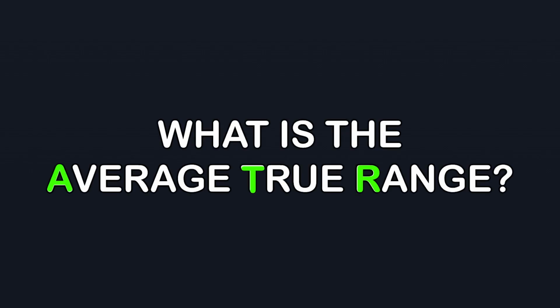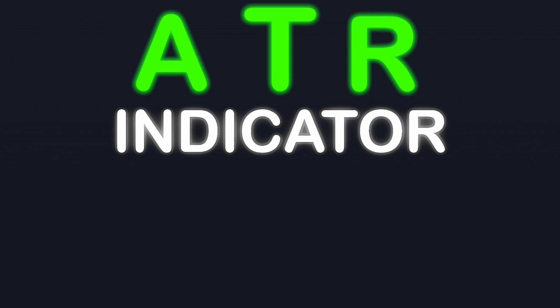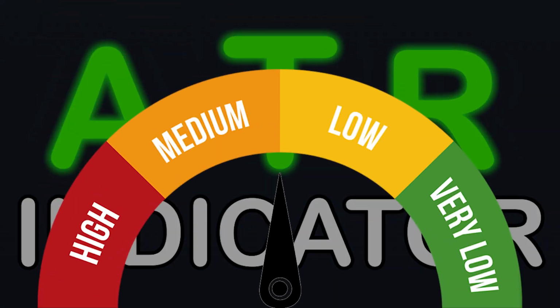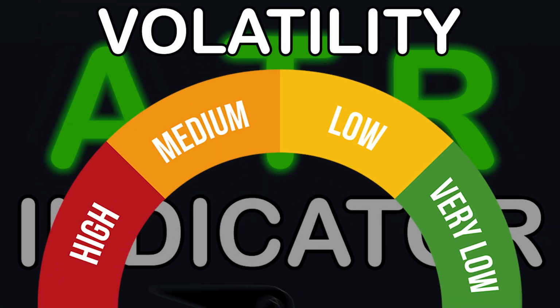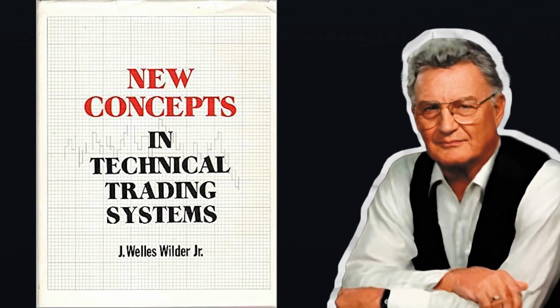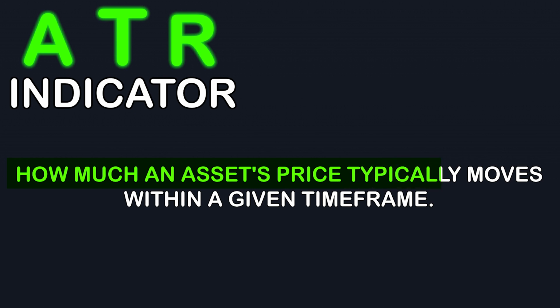What is the average true range, or ATR indicator? The ATR is a technical indicator commonly used in trading to measure volatility. It was developed by J. Wells Wilder Jr. and introduced in his book, New Concepts in Technical Trading Systems, in 1978. The ATR provides traders with insights into how much an asset's price typically moves within a given time frame.